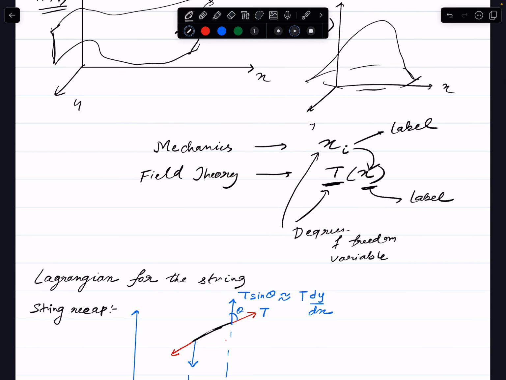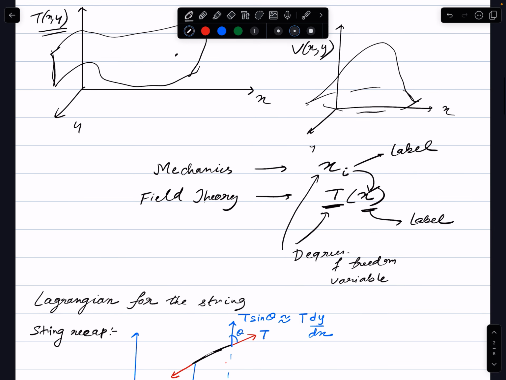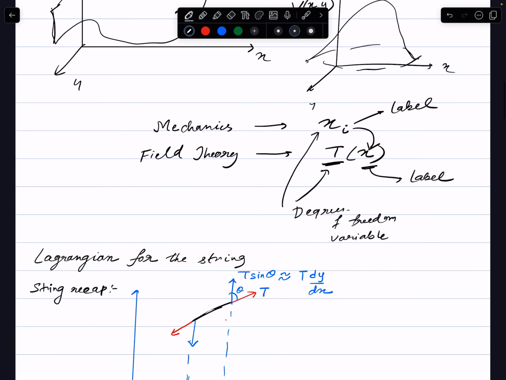Okay, so the reason I make this point is that now there is a change of status for the symbol x. It is a symbol for something that is labeling the field. It is now a parameter. It is not a variable, it is a parameter, meaning I am not solving for x in the equation of motion. So this is the degree of freedom or variable.